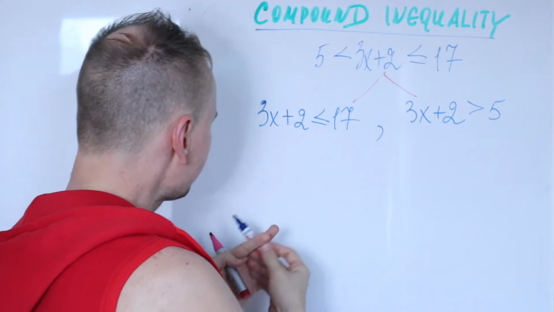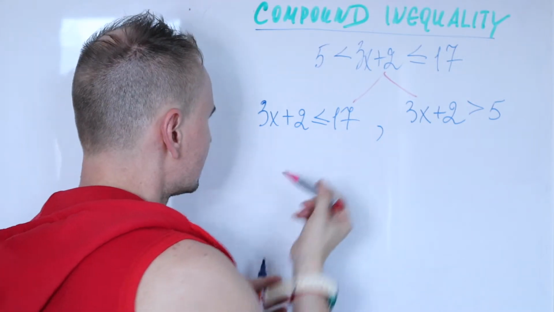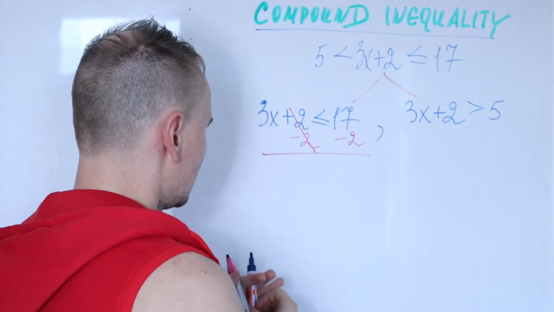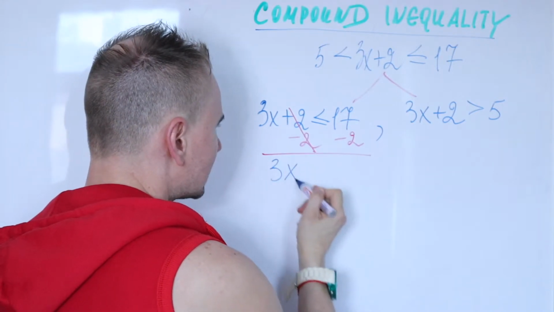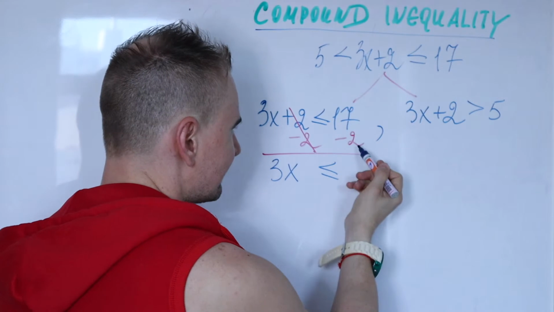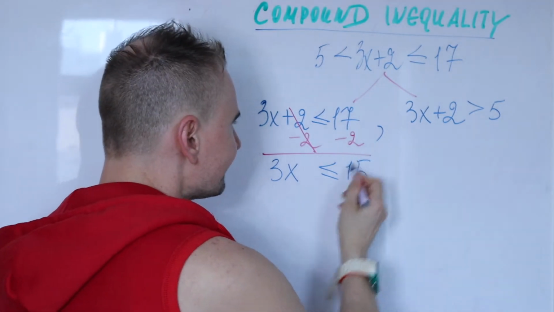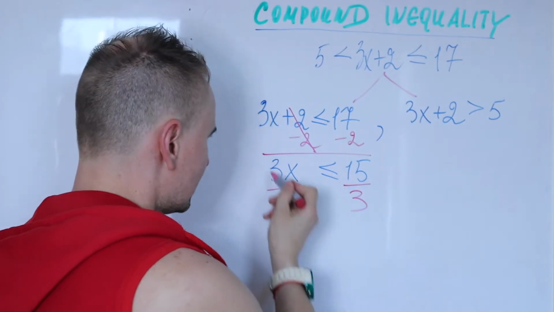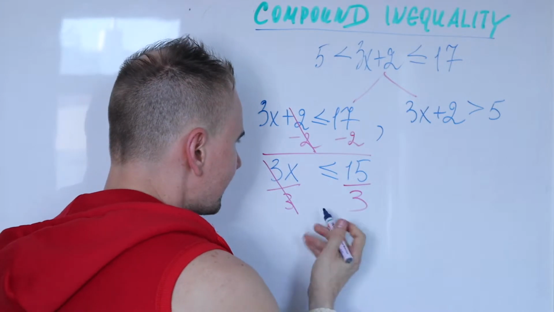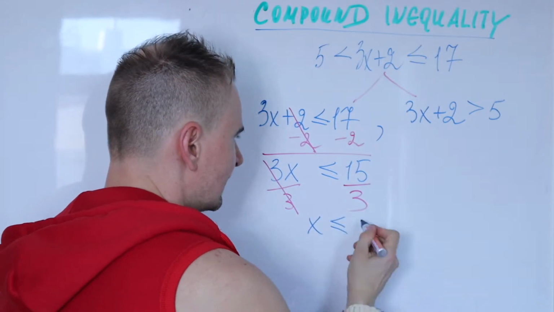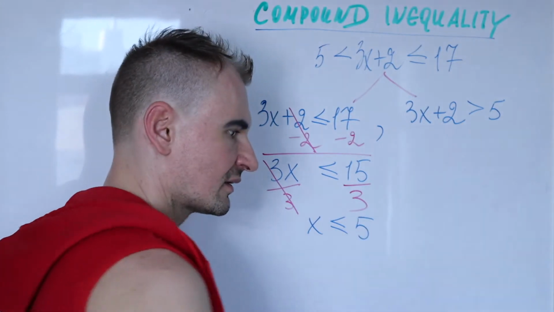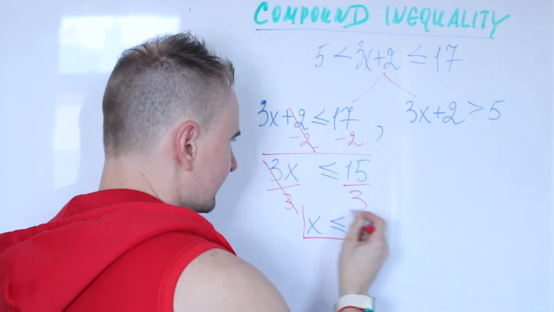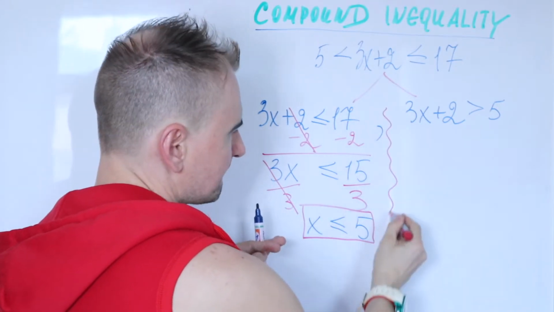So typically we're aiming for x. Subtract 2 from both sides for the first one. Let's start with this. So in the next line of my work you would have 3x, and 17 minus 2 gives you 15. And finally the last step, you divide by 3 both sides. So 3 goes away and your x is less than or equal to 5. We're done with the first one.